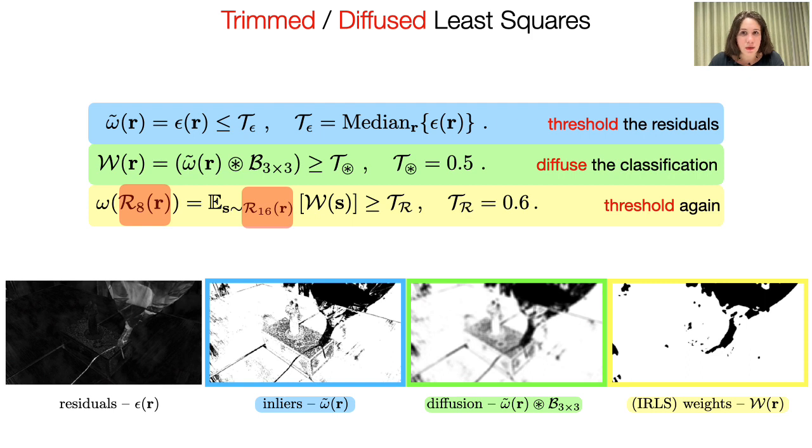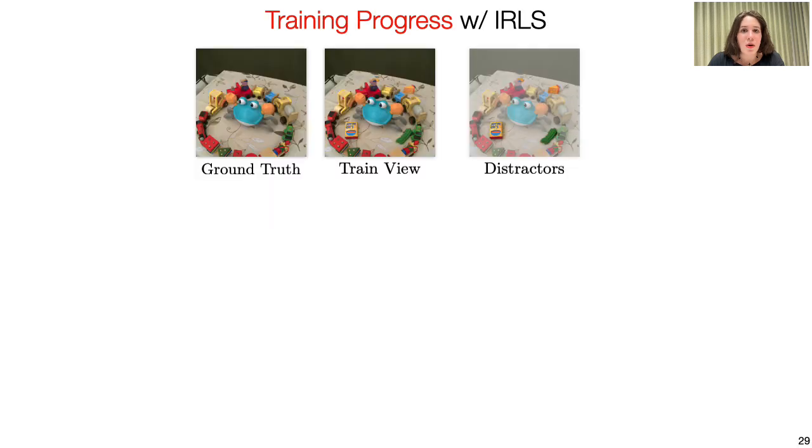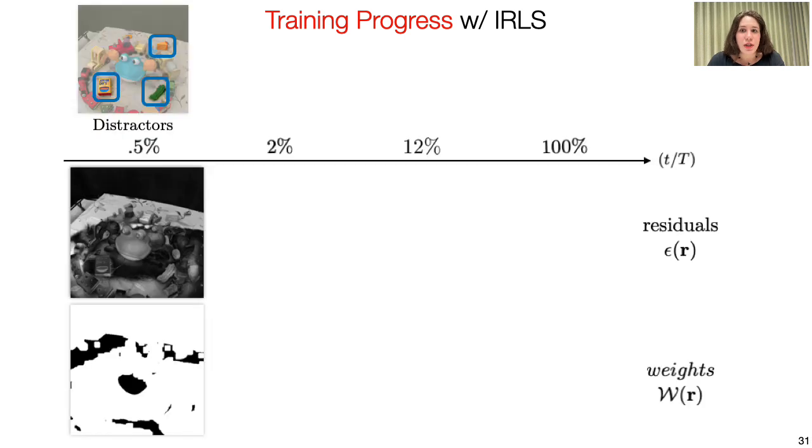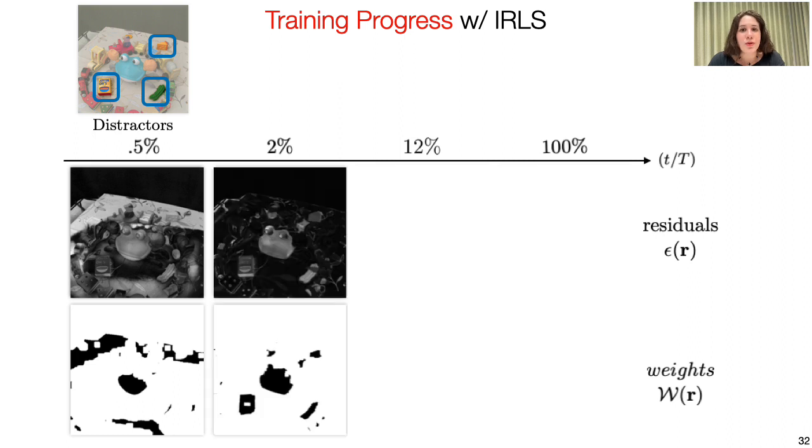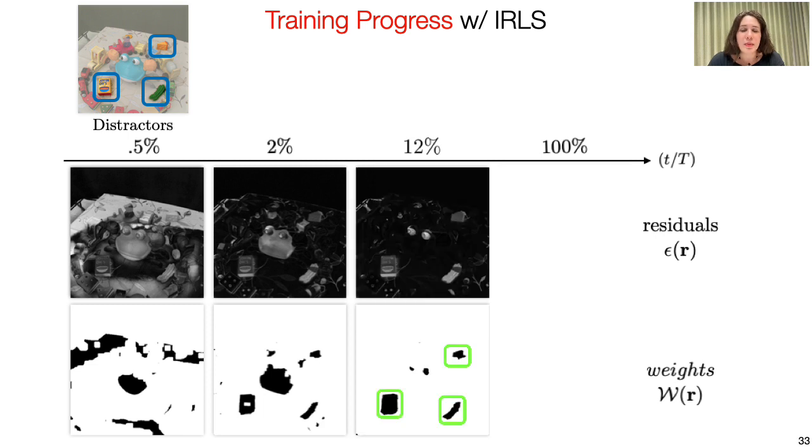Let's take a look at how the kernel adapts for this example where there are 3 transient objects present between training view and ground truth. During training, we can see that at the start, the residuals are high and the weights are overeager, and therefore remove some portions of the scene as well as the outliers. But after few iterations, the weight masks get better. And at around 10% training, the weights fairly closely follow the silhouette of the outlier objects.